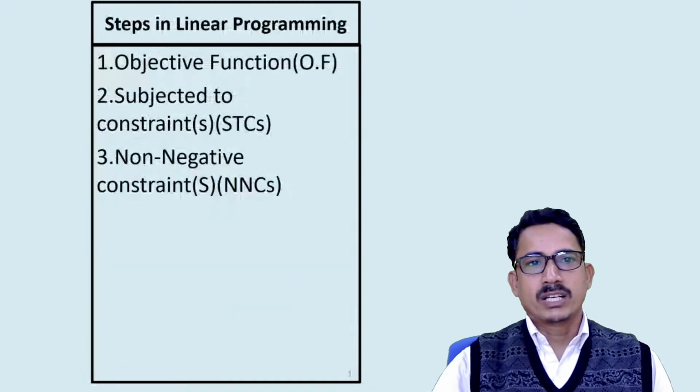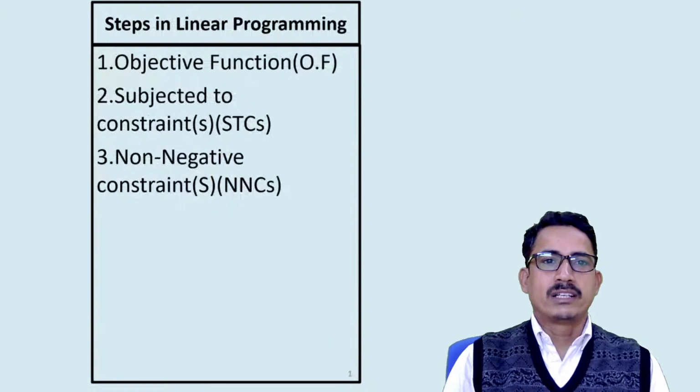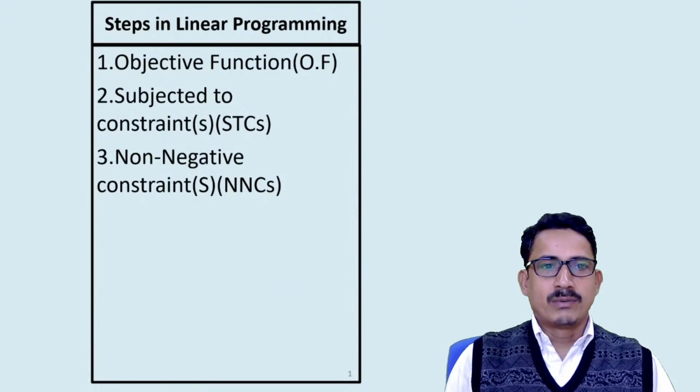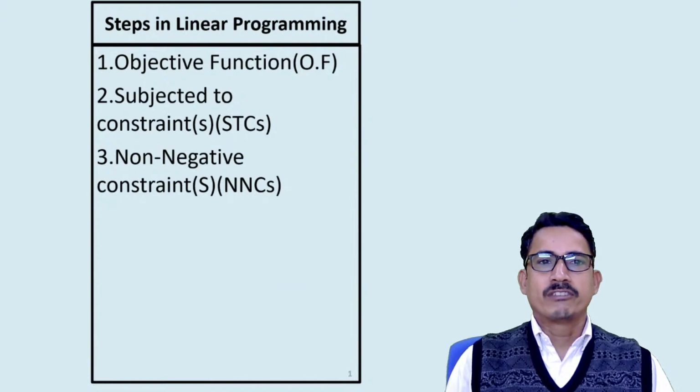But before coming to the mathematical formulation, you should first know the meaning of the objective function, the meaning of subject to constraint, and the meaning of non-negative constraints. Let us say you're starting a business, or anything you do, you always have some objective. An objective is always highlighted at the top. That is why the first step is the objective function. The objective function is always expressed either as a maximum or as a minimum. It depends on the situation.